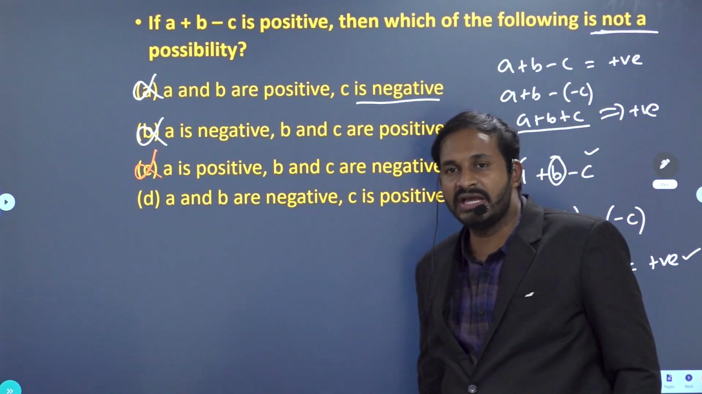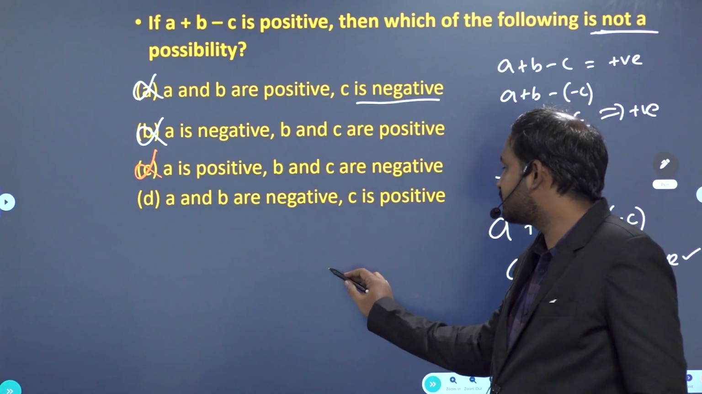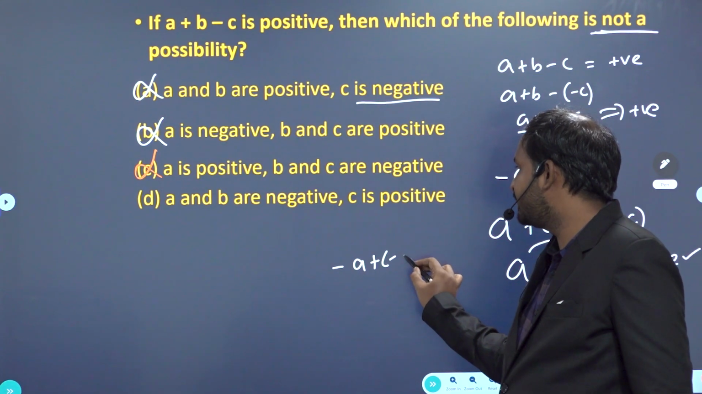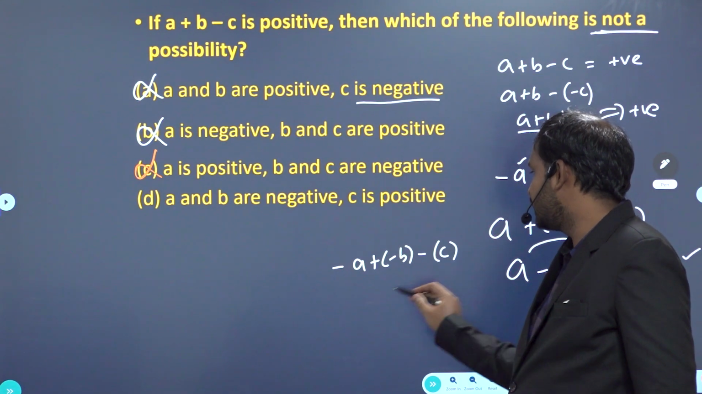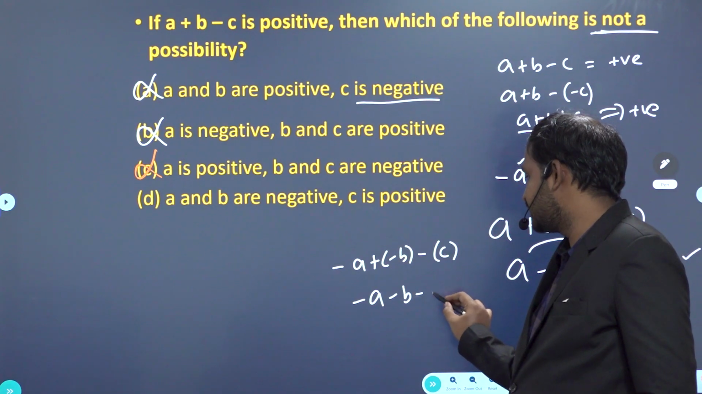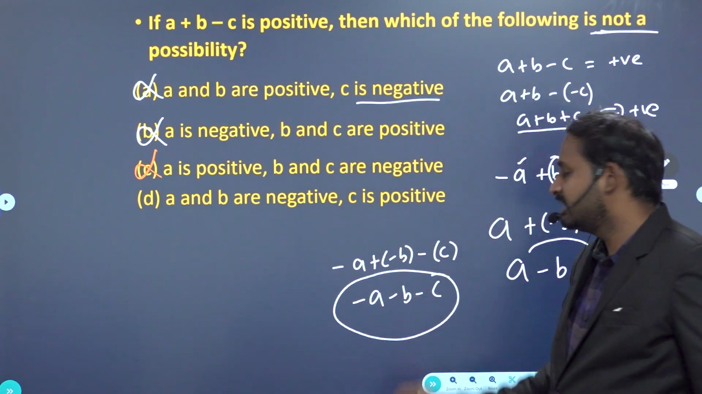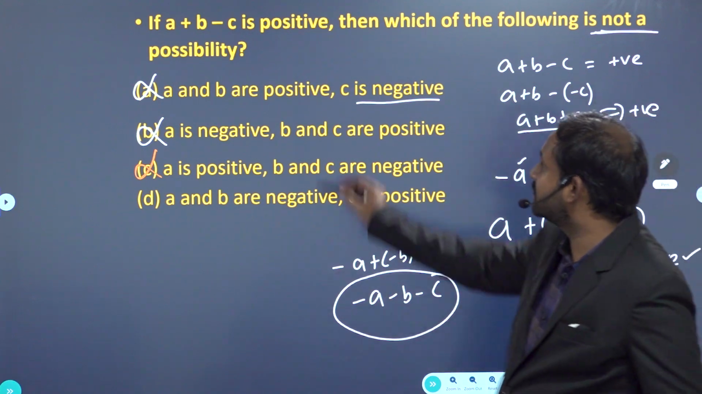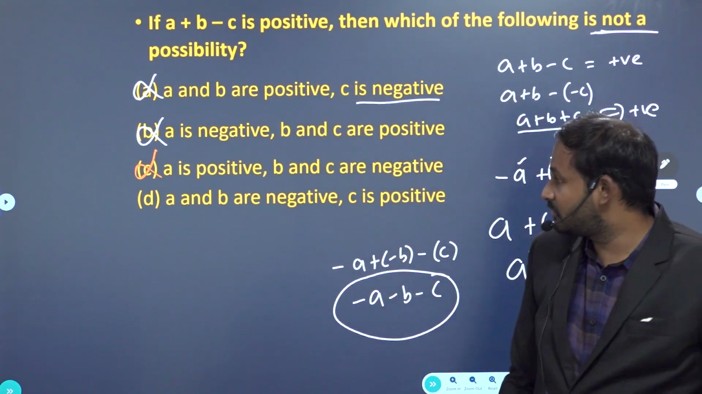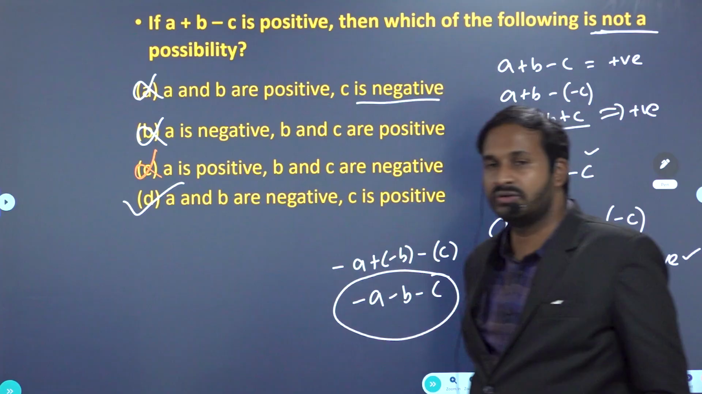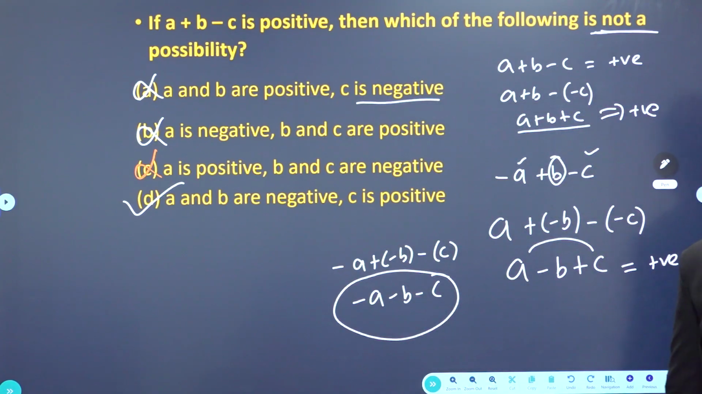Next, A and B are negative. That means what happens now? Minus A plus minus B, and C is positive, minus C. Minus A minus B minus C. What will be my final answer? A negative number. But what is the question? A positive. So this is not possible at all. So our answer here becomes option D.